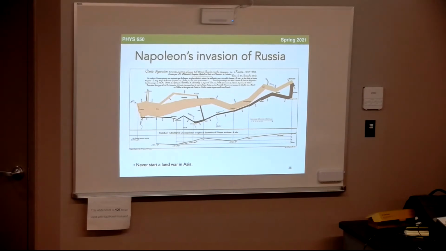This is another typical example in data visualization, one of the very earliest ones. Napoleon's invasion of Russia. This is how big the army was at the beginning. It goes all the way into Russia, goes all the way to Moscow, and this tiny little trickle of people comes all the way back, right? It was a bad idea. So, never start a land war in Asia. And it's another quote from The Princess Bride.